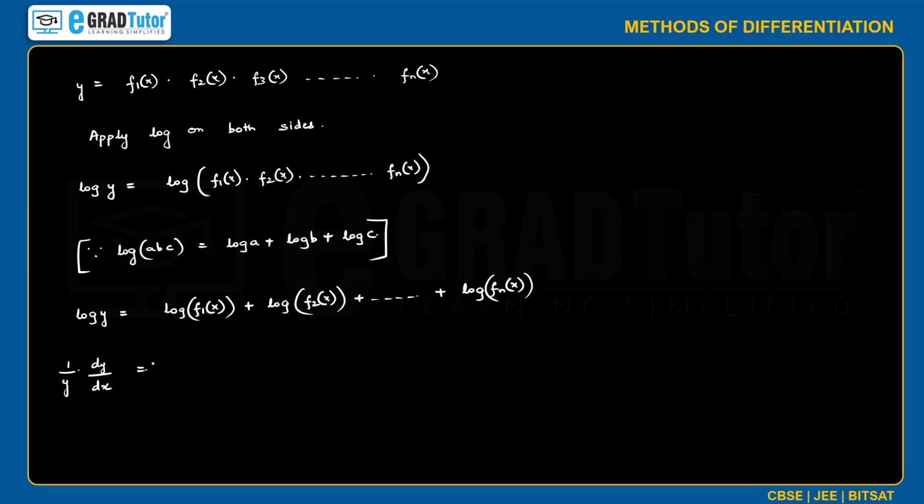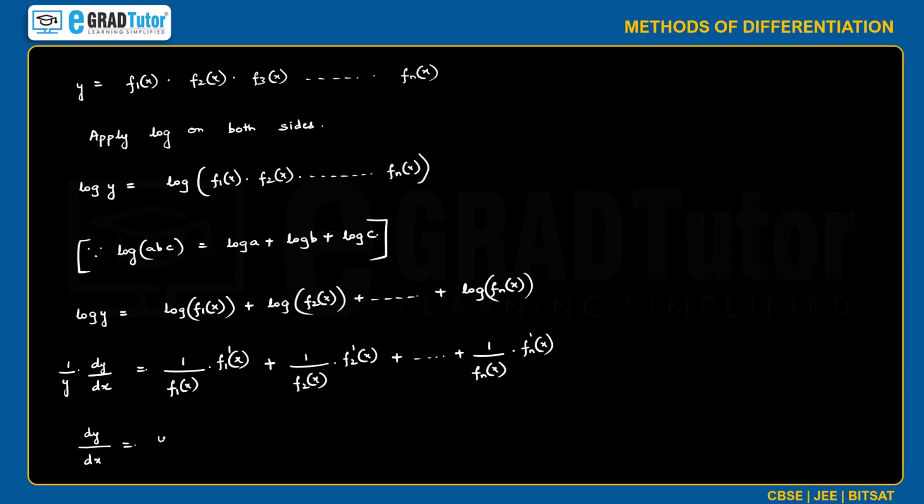This is equal to, here also use the chain rule, 1 by f1 of x into f1 dash of x plus 1 by f2 of x into differentiation of f2 of x with respect to x, that is f2 dash of x, plus so on 1 by fn of x into differentiation of fn of x with respect to x.